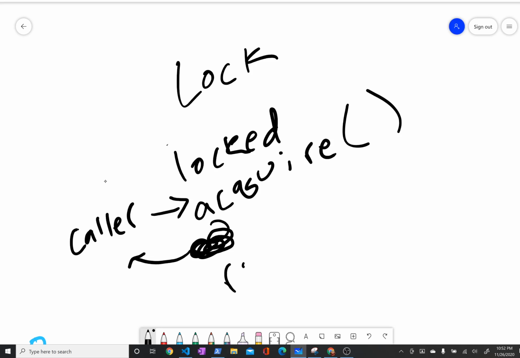And then the final function here is called release. Release just flips the state from locked to unlocked. So basically, locks are pretty simple, but they're how you can coordinate shared resources across multiple threads. And that's exactly what we need to do for this problem.